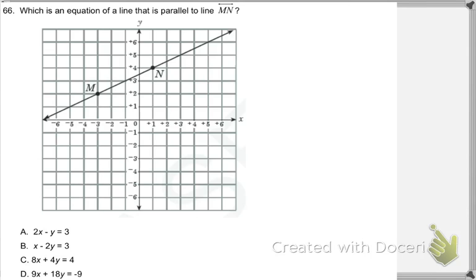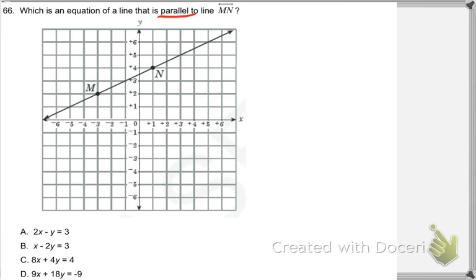It says, which is an equation of the line that is parallel to MN? Let's say you're someone who didn't notice that parallel part, and you guess that one of the answer choices is probably the equation of that line. That's probably happened. So let's not make that mistake. Let's make sure we read the question fully. No, we need to be parallel.